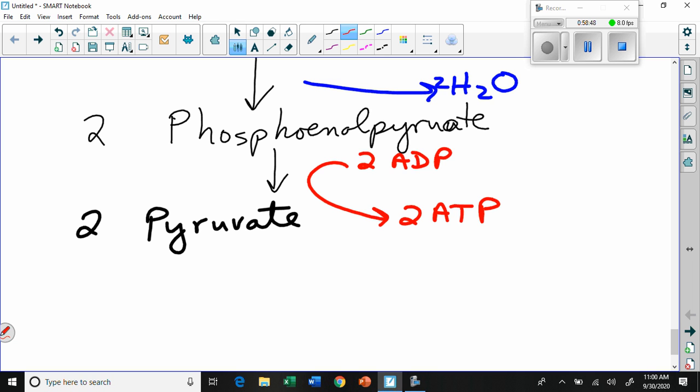Okay, and so that's a summary. So tomorrow what we'll do is we'll investigate what all this means in terms of the energy that's happening. We'll do another sort of summary and look at that.